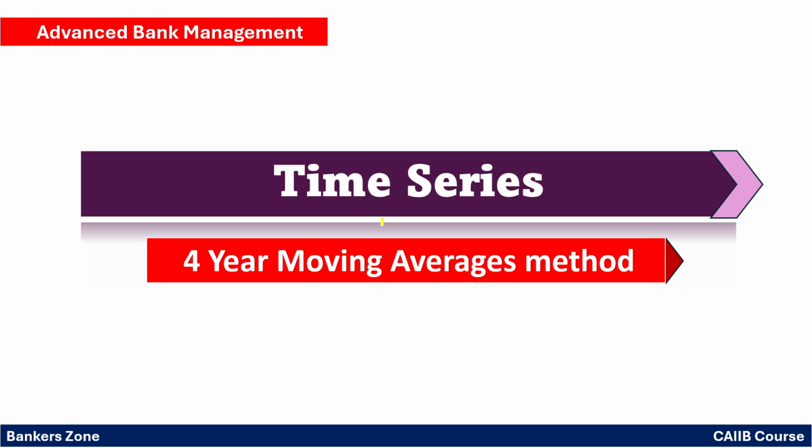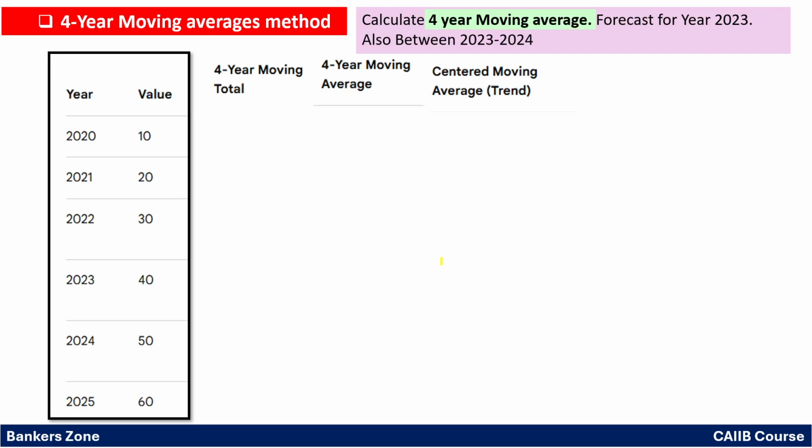Hello friends, in this session we will learn how to find the 4-year moving averages. Now see the problem statement. Calculate 4-year moving average and forecast for year 2023 and also find the value between 2023 and 2024. Now what they have given is the year and the corresponding value. So year-wise value they have given, right? So we have to find the 4-year moving average.